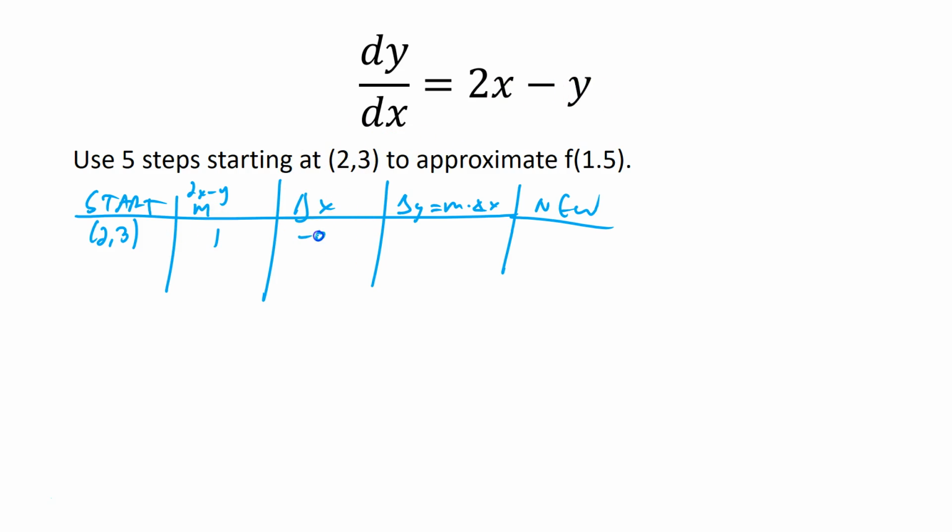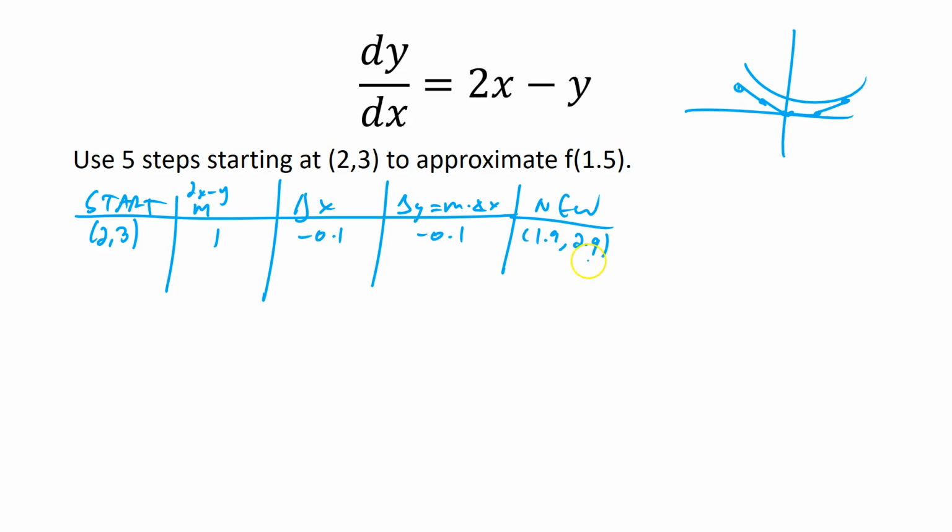Change in x here is going to be negative 0.1 every time, right? Because we're going from 2 back to 1.5, so we have to have negative 0.1 every time. And it'll still work, right? All that's going on is we're just going backwards. So we're using the slopes going backwards on the curve, kind of like this. All right, so the change in y is m times delta x, which is negative 0.1. So our new x is going to be 1.9, and then 3 minus 0.1 is 2.9.